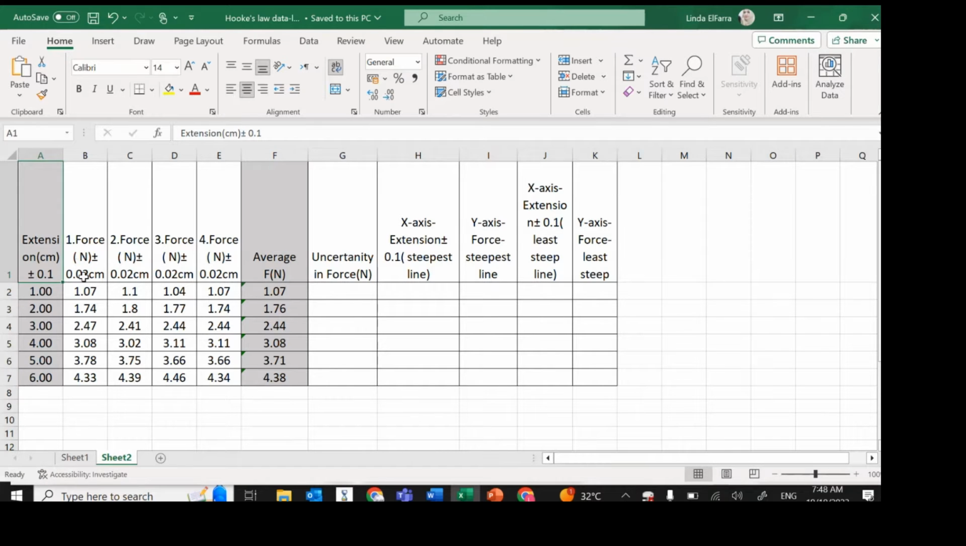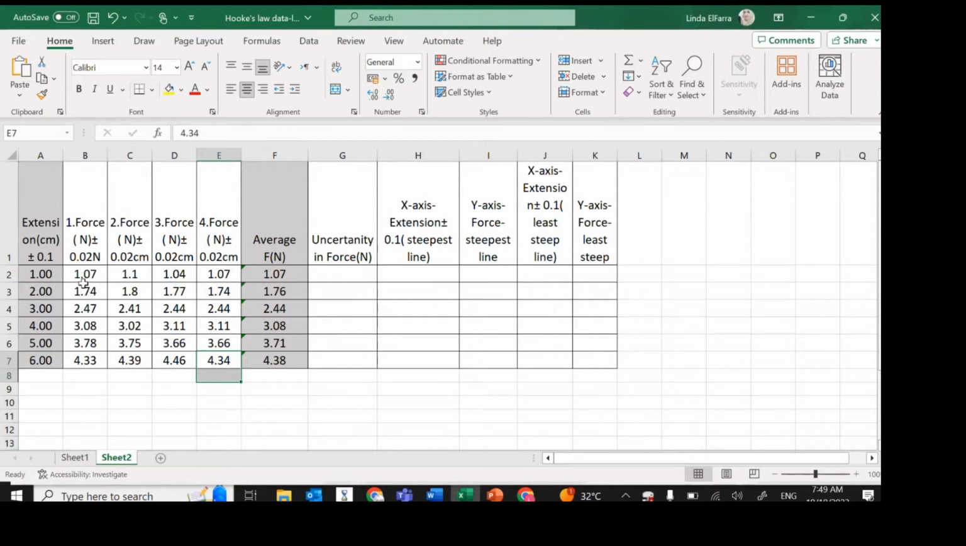So that's why we record the value here of uncertainty 0.02, and the unit here is in Newton, not centimeter. Okay, so all of them should be in Newton. We have a mistake here. We have to correct this mistake. Newton. So uncertainty for the ruler, plus or minus 0.1.